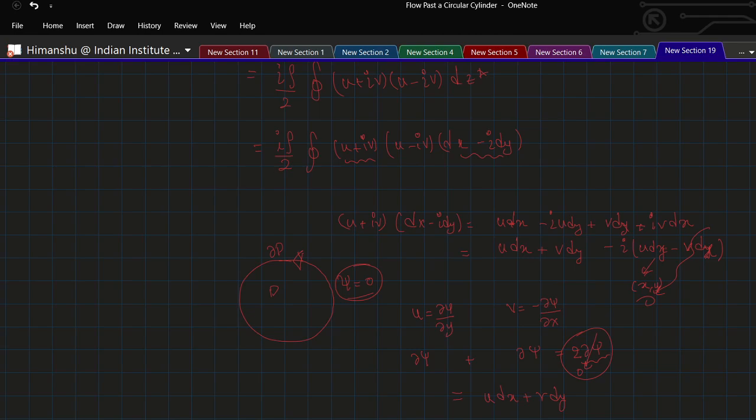Since we could do further manipulations, this minus could be removed with a plus sign, because the interior of the bracket parenthesis is always 0. So it could be written as u minus iota v times dz.